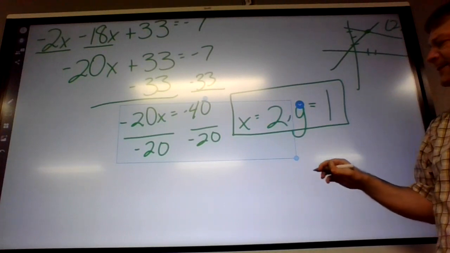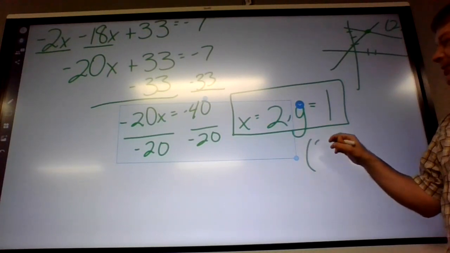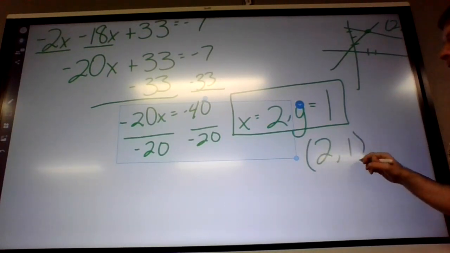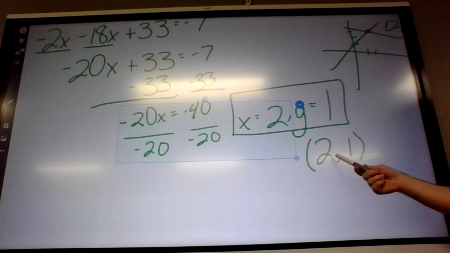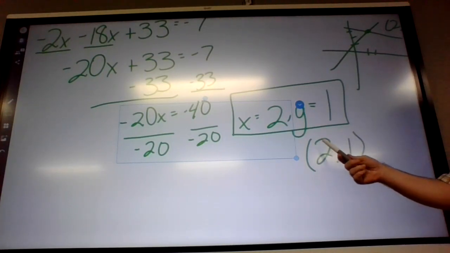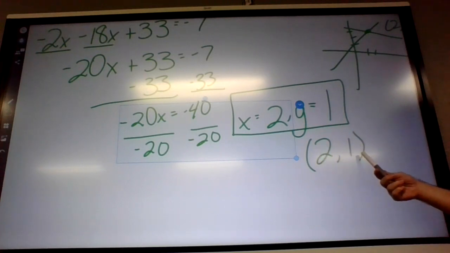So you can write it like that. The book likes to write their answers in ordered pair form. If you write it like this, though, you have to make sure the order is right. Like the x comes before the y.